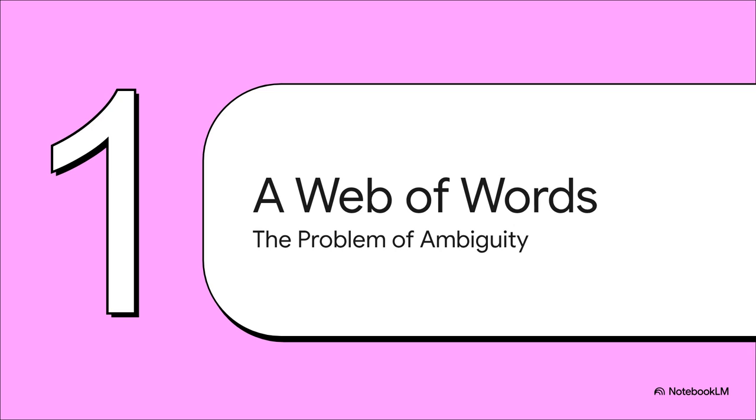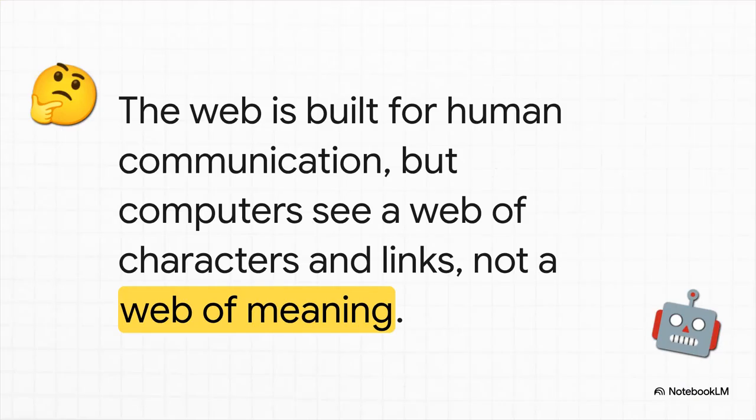All right, first things first, let's really dig into this problem of ambiguity on the web. You know, the thing is, the web was really built for us, for humans. But computers, they don't see meaning. They just see characters and links. So while you and I can tell the difference between Paris the city and Paris a character in a play, a computer is totally lost. For software to do anything useful, it needs things to be precise, predictable. Without that, it's basically just digital chaos.